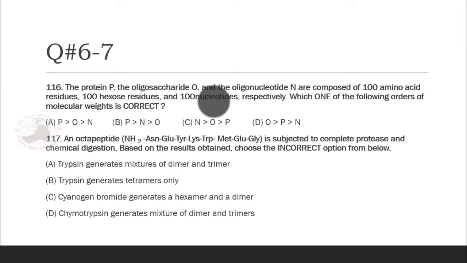Next question. The protein P, oligosaccharide O, oligonucleotide N, composed of 100 amino acids, 100 hexose residues and 100 nucleotides respectively. Which one of the following orders of molecular weight is correct? So they are asking you to identify molecular weight approximately and set it in order. This is again a tricky one.